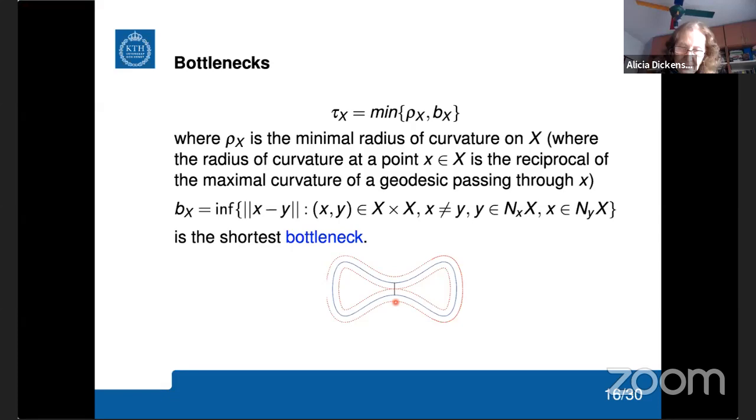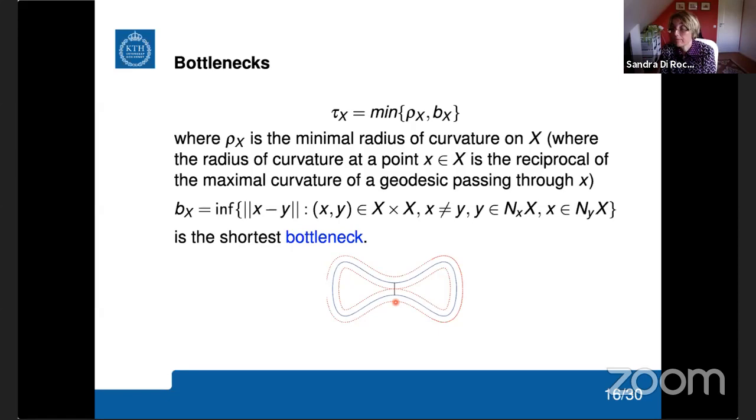Okay, so now we wanted to compute the reach, but we see that if we can compute the minimal radius of curvature rho of x, and the bottleneck, then we take the minimum and we have the reach. Now, of course, this is not an easy computation either. Especially the curvature is a known hard problem in terms of complexity. The bottleneck, on the other hand, might be more accessible, and has been proven to be more accessible, especially if we have a finite number of computations to do, right? Because this b of x could be infinite.